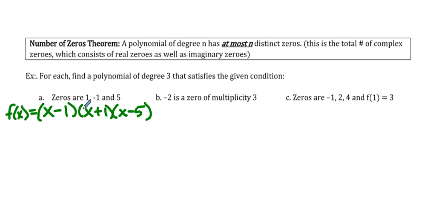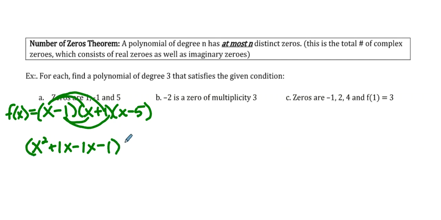You can multiply any two factors first. I'm going to multiply the first one and the second one here. So I have x times x and x times 1. So that gives me x squared plus 1x, negative 1 times x and negative 1 times 1, so minus 1x and minus 1. And I still have x minus 5, it didn't go anywhere. And then I notice that my middle two terms cancel out, which makes this a little bit simpler for distributing. X squared minus 1 times x minus 5.